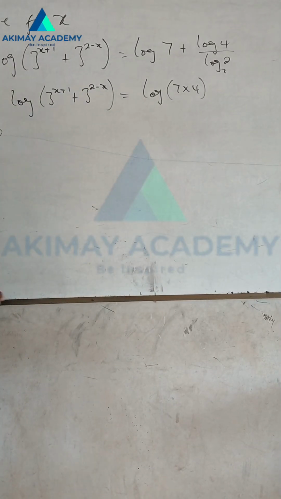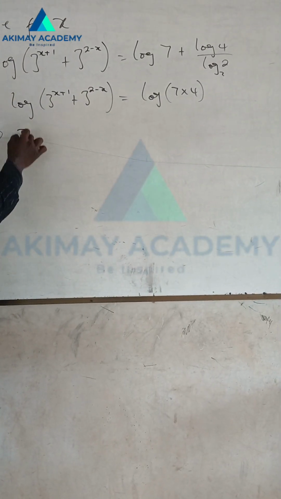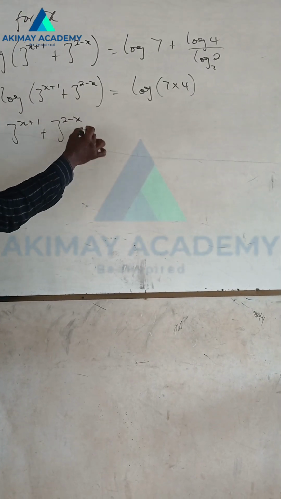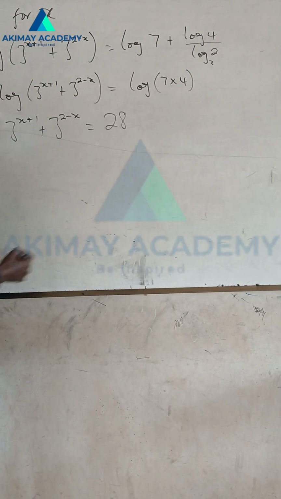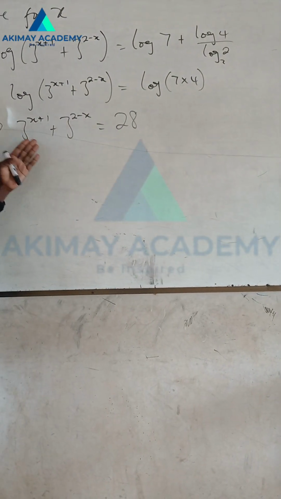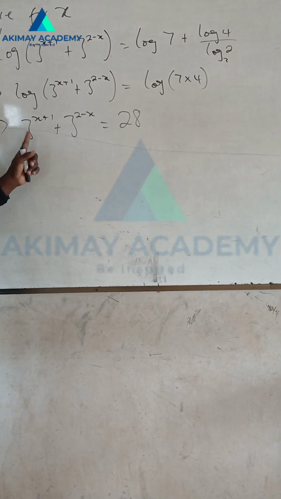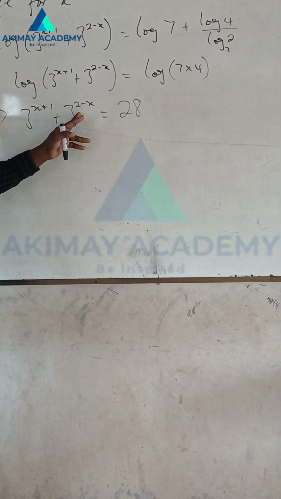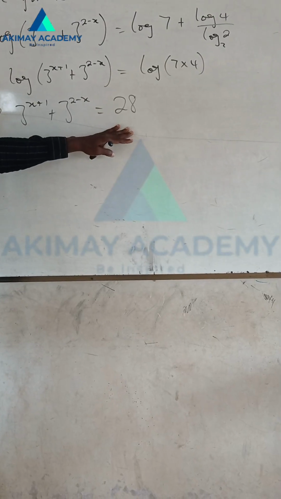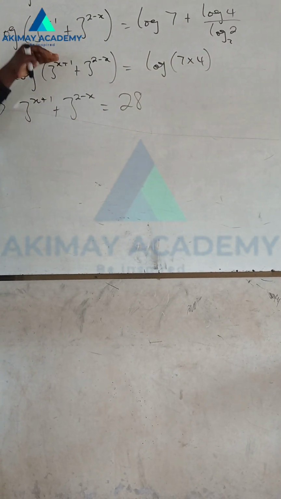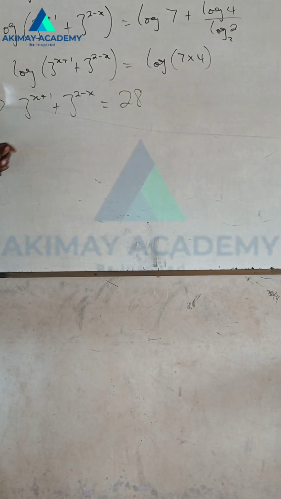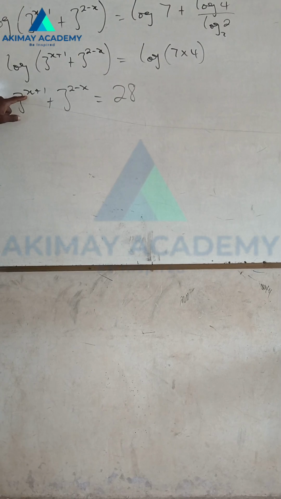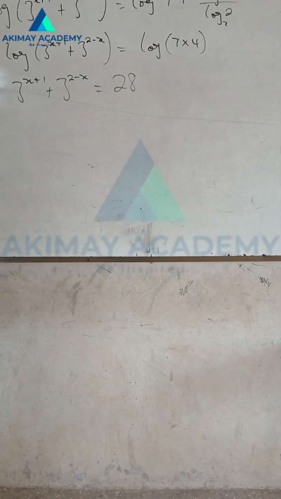So when you take antilog of both sides, you are going to be left with 3 exponent x plus 1, as we have it here, plus 3 exponent 2 minus x equals 28. Now we have reduced everything to indices. So what we do over here is that this expression, 3 exponent x plus 1, we can split it into 2.